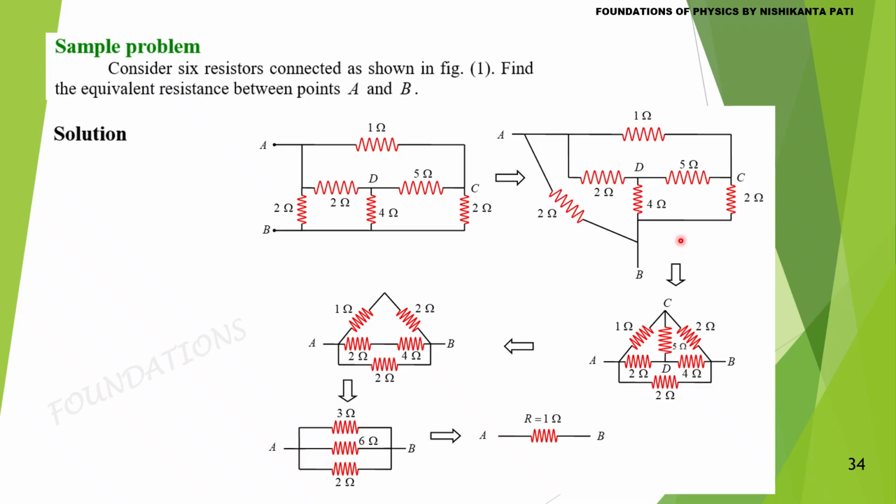So this means we can remove this without affecting current distribution when there is a battery connecting A and B. So this circuit is equivalent to this circuit then. 1 ohm and 2 ohm in series comes to 3 ohm. 2 ohm and 4 ohm in series comes to 6 ohm, and this is 2 ohm. These three are in parallel between A and B. So the effective resistance comes to 1 ohm.